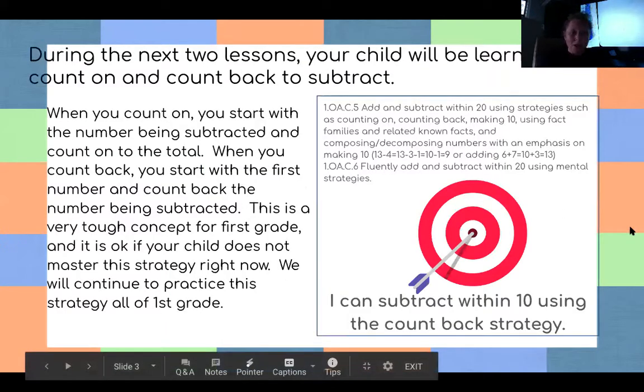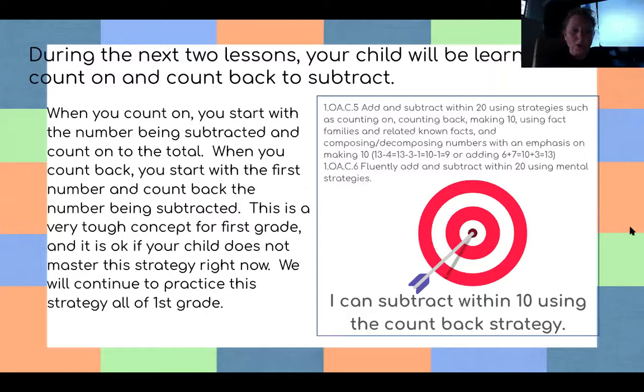So when you count on, you start with the number being subtracted and you count on to the total. When you count back, you start with the first number and count back the number being subtracted. Mind-blowing, right? This is a very tough concept for first grade. And it's okay if your child does not master this strategy right now. We will continue to practice this strategy all of first grade.